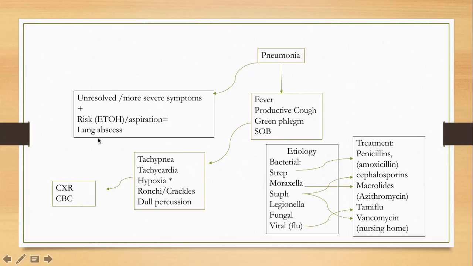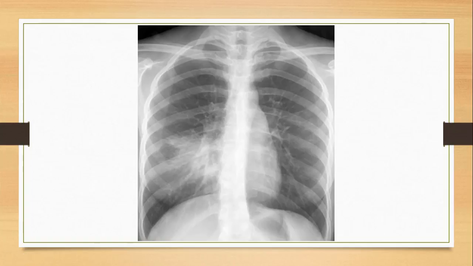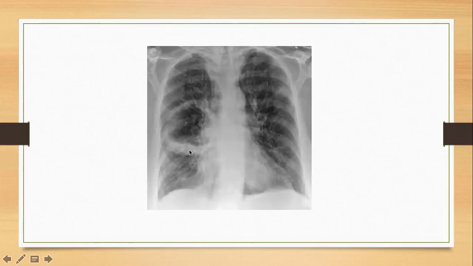And of course, when you are suspecting it, or after chest x-ray you've diagnosed it, then you either need to give broader coverage in the form of anaerobe coverage as well, like clindamycin, or in some cases you may need to drain it. This is a chest x-ray showing pneumonia, so you can see there is a lobar consolidation, and then there is another x-ray showing a lung abscess, so on the right side.